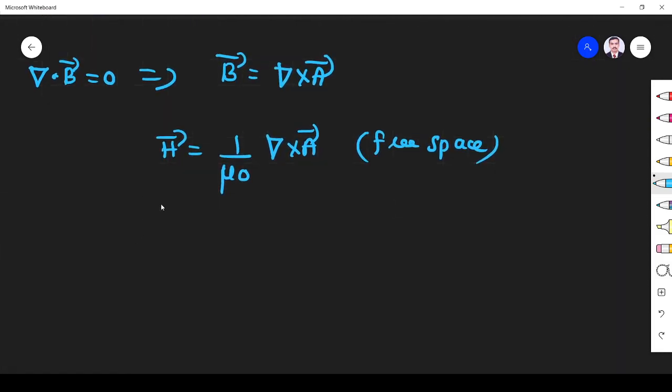And if you take curl on both sides, del cross H, on the right-hand side you take curl, del cross 1 by mu naught, you bring that outside, 1 by mu naught del cross A.